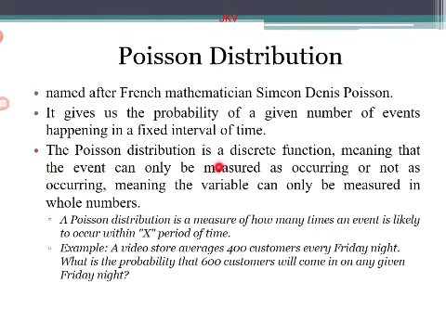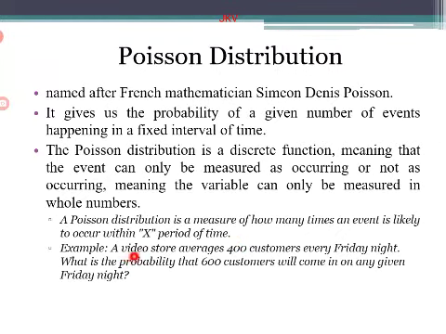The Poisson distribution is a discrete function, meaning that the event can only be measured as occurring or not occurring, meaning the variable can only be measured in whole numbers. Now, the main significant thing is that Poisson distribution is also a discrete data. Now, coming to the short points, a Poisson distribution is a measure of how many times an event is likely to occur within X period of time. For example, how many cigarettes do you smoke in 24 hours?